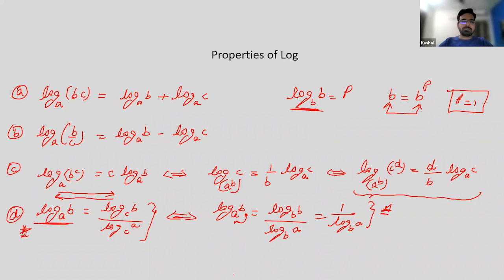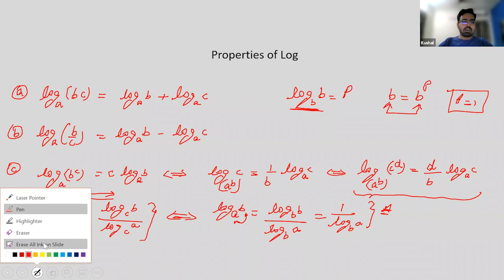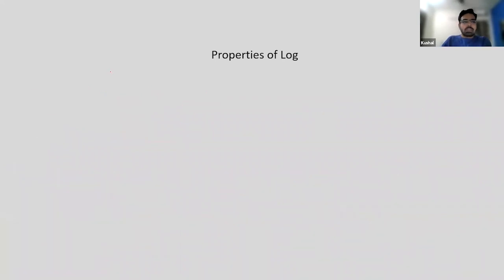Okay, so let me remove this and let me talk about one more property of log, and with that we will be done. Let me talk about the fifth property of log, which is a to the power of log base b of c. Now understand this thing, that I've raised this number a to the power of log of base b of c. What I'm trying to convey over here is you can interchange the values of a and c. That means you can rewrite this as c to the power of log of base b of a. This is the value, right?